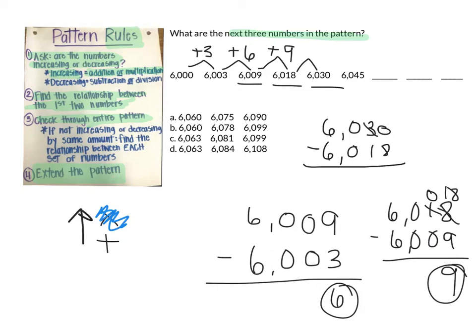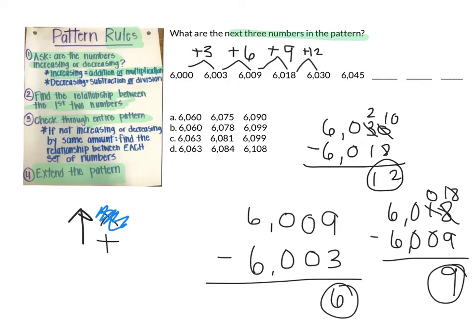My 3 becomes a 2. 10 minus 8 is 2. 2 minus 1 is 1. 0 minus 0 is 0. 6 minus 6 is 0. So the difference between these two numbers is 12. That tells me I can add 12 to 6,018 to get to 6,030.